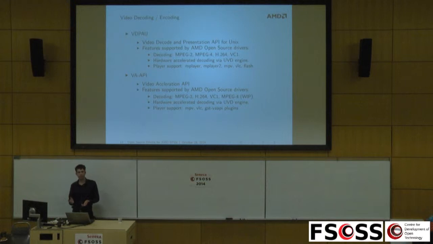In order to make use of these specialized hardware decoding and encoding engines, typically you have to use a higher level API. There are a number of APIs that we support in our open source driver. One is called VDPAU, the Video Decode and Presentation API for Unix. In our open source drivers, we support decoding MPEG-2, MPEG-4, H.264, and VC1. These are all done via the UVD engine on chips that have a UVD engine.